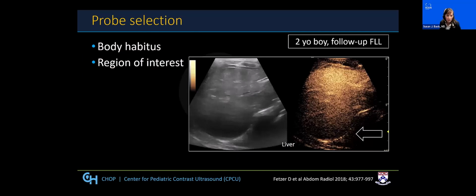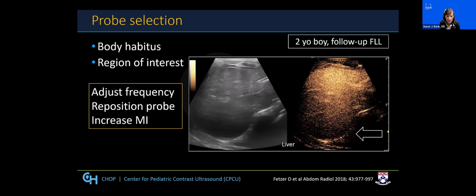You're going to select a probe for contrast much in the same way as you would consider for diagnostic imaging. You want to consider the body habitus and the region of interest. For this 2-year-old boy, we were focused on a more superficial liver lesion, which we were following up. But during the course of the examination, we were sweeping through the liver to see if there were any additional lesions. And you can see with these current settings that we were having difficulty visualizing the deeper part of the right hepatic lobe. So in order to go about imaging this area, we had some options.